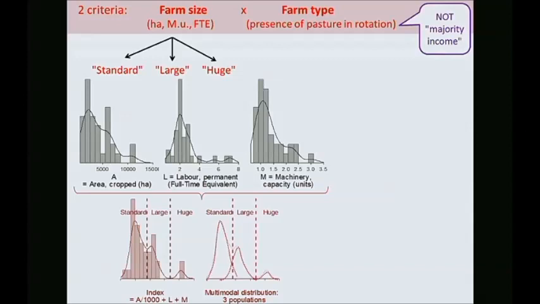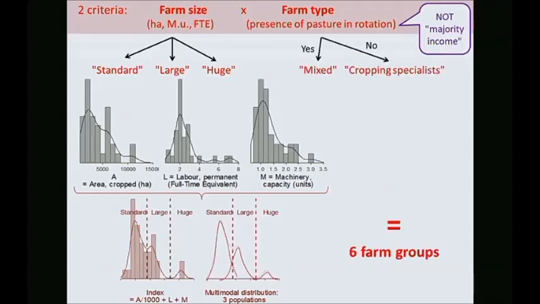The other criterion is farm type. So same again, that's something that is usually used when we talk about farms. But the definition is precise. It's the presence or not of pastures in rotation. So it's not because you've got a few hundred sheep that you're a mixed farmer. And it's not because the majority of your income comes from grain that you are a specialist cropper either.